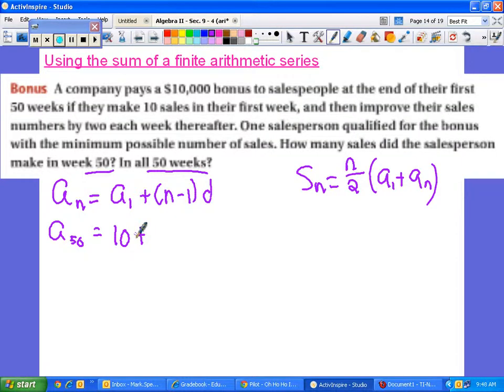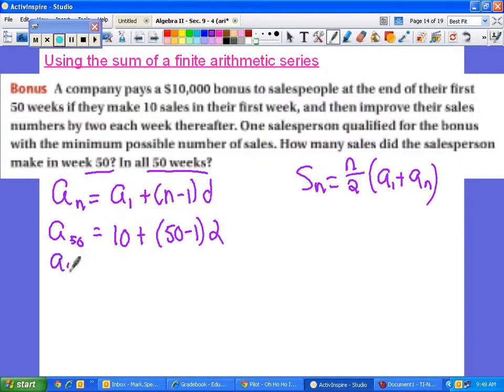What's n? N is 50. So it's 50 minus 1. And what's the common difference? What's the difference in sales each week that we have to achieve? 2. So you can see all the numbers are provided to us. Now we just have to solve.